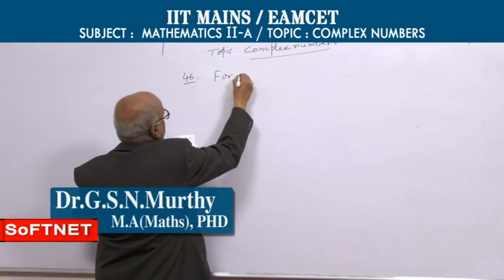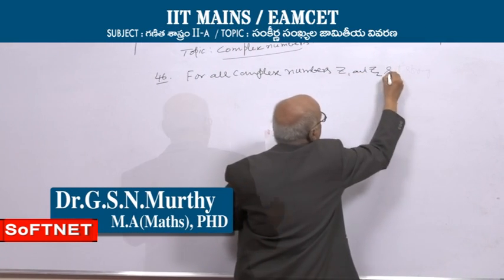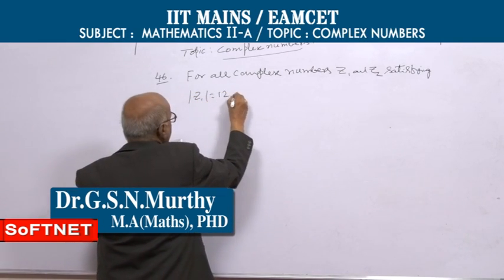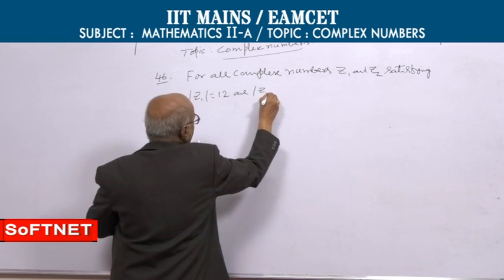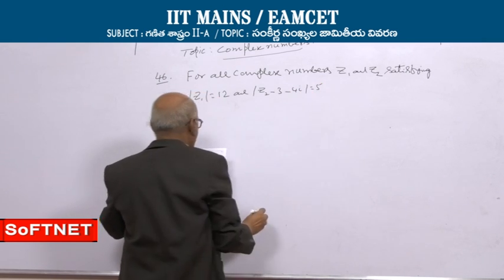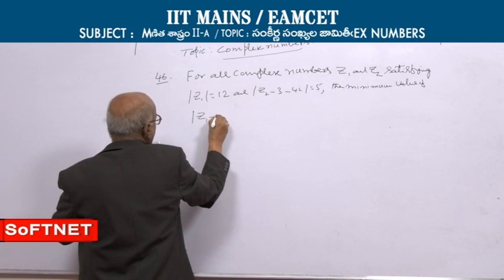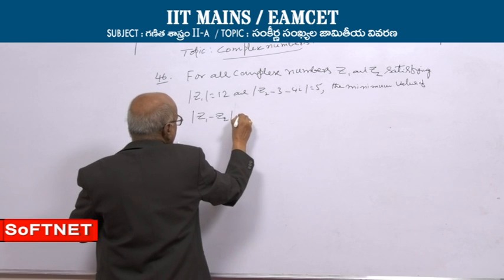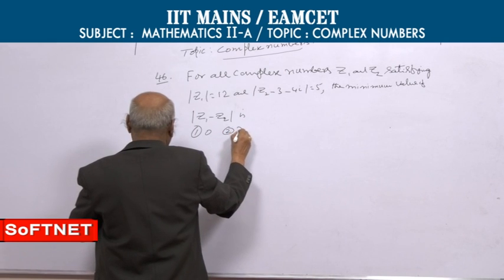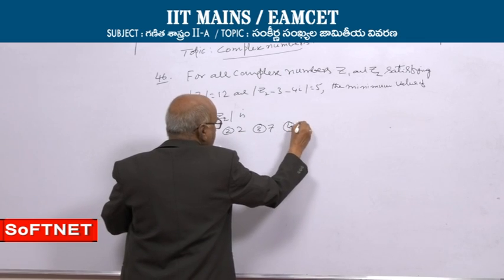For all complex numbers Z1 and Z2 satisfying mod Z1 is equal to 12 and mod Z2 minus 3 minus 4i is equal to 5, the minimum value of mod Z1 minus Z2 is: number 1, 0; 2, 2; 3, 7; and 4, 17.